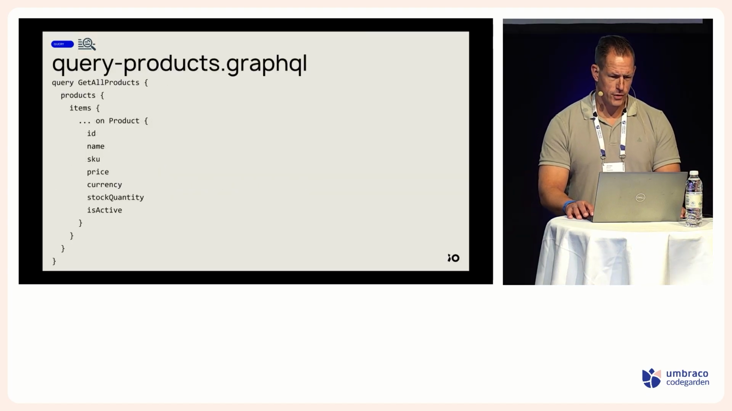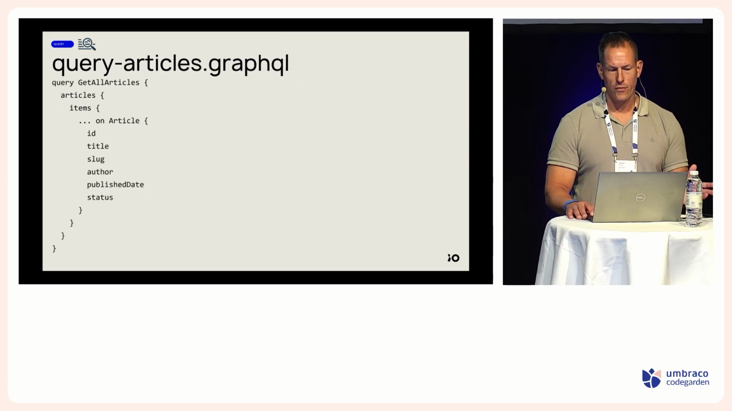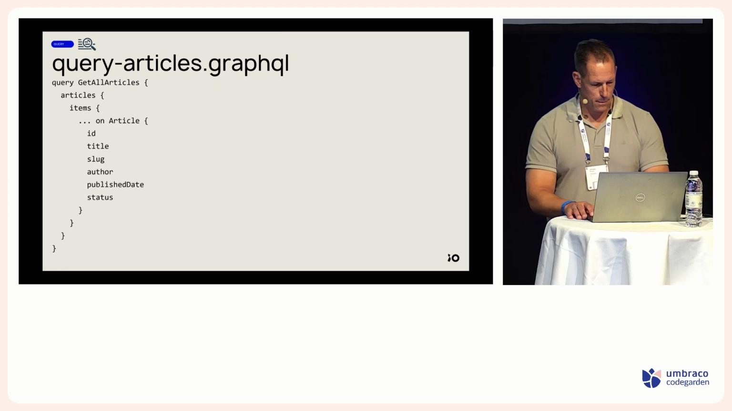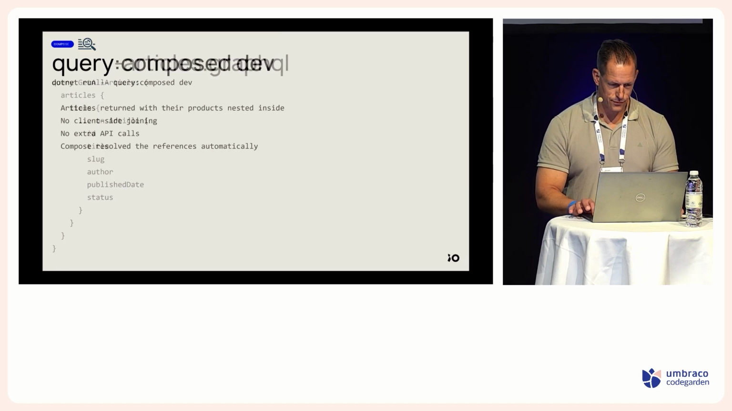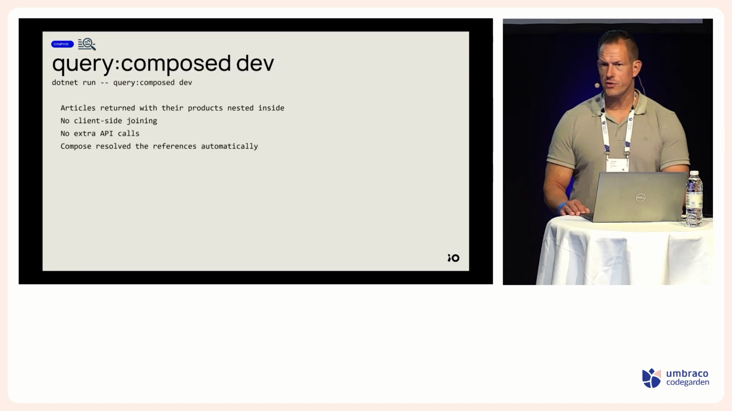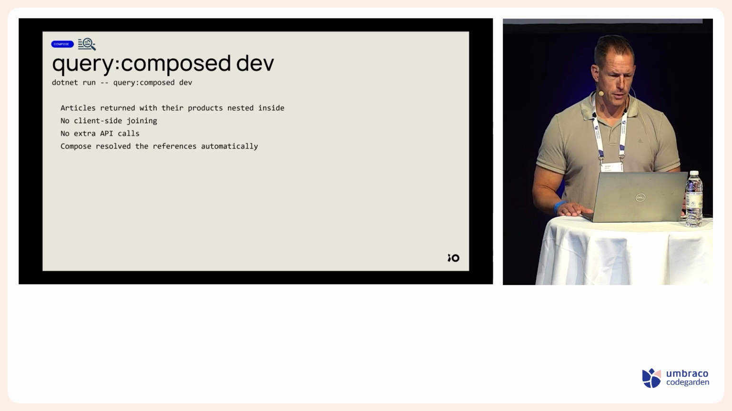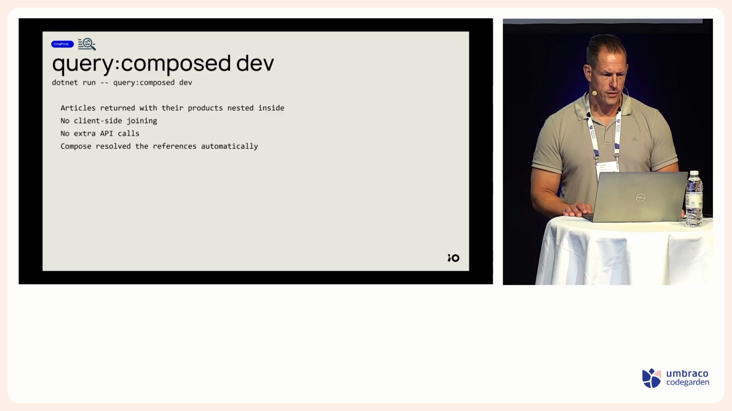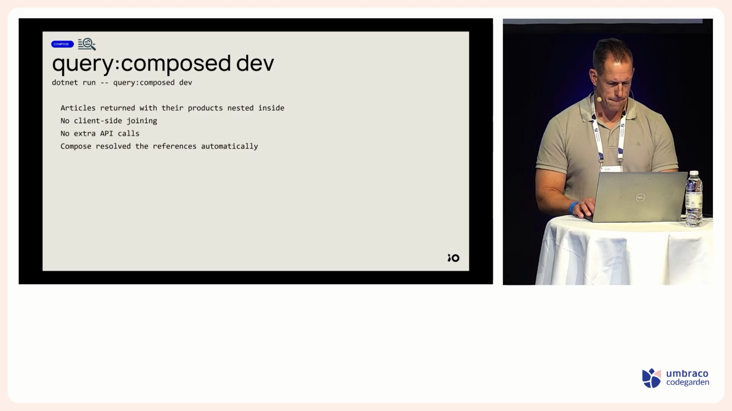So this is the products GraphQL query, pretty straightforward. On product, just get the ID, name, price, things like that. And the same with the article one, just get the title, the offer, things like that. And this is the interesting part. This is the thing that I really like about Umbraco Compose with multiple collections, and that is that we can write a composed GraphQL query.